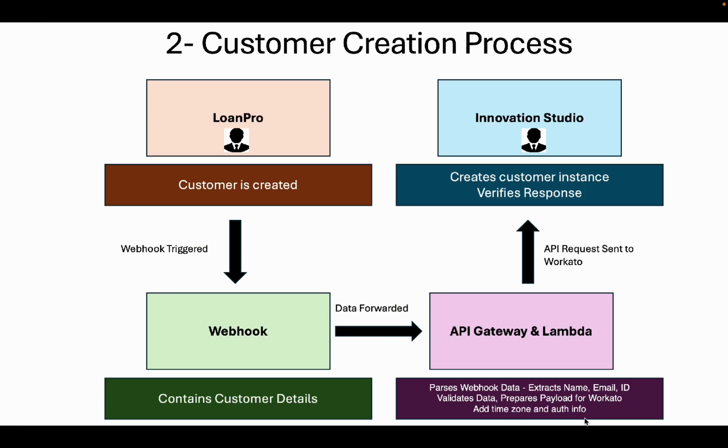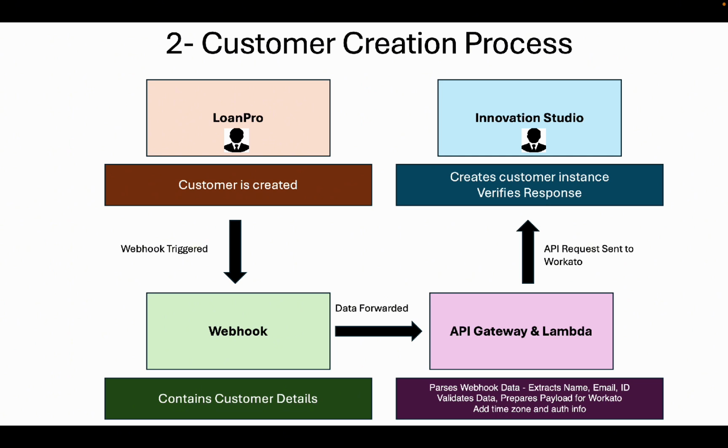The next step was to synchronize customer data between LoanPro and Innovation Studio. This ensures that when a new customer is created in LoanPro, it is automatically created in Innovation Studio. To achieve this, I used webhooks and APIs. A webhook is like a notification system. It sends data to another system when something happens. For example, when a new customer is added in LoanPro, a webhook sends their details to Innovation Studio.